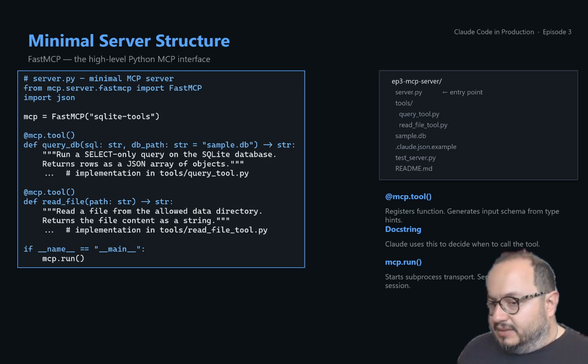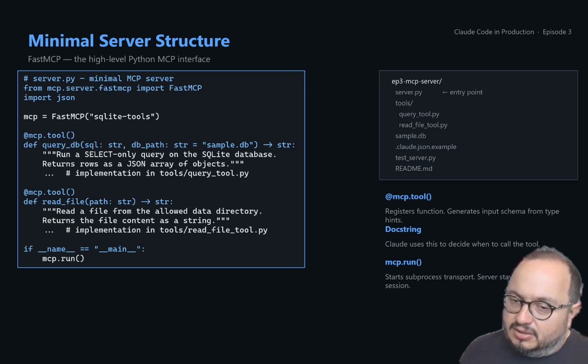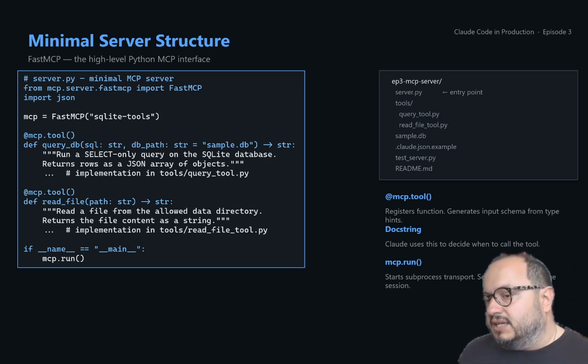2 things matter in this structure. First, the tool decorator. It registers the function as a callable tool and uses the function's type annotations to generate the input schema Claude receives.